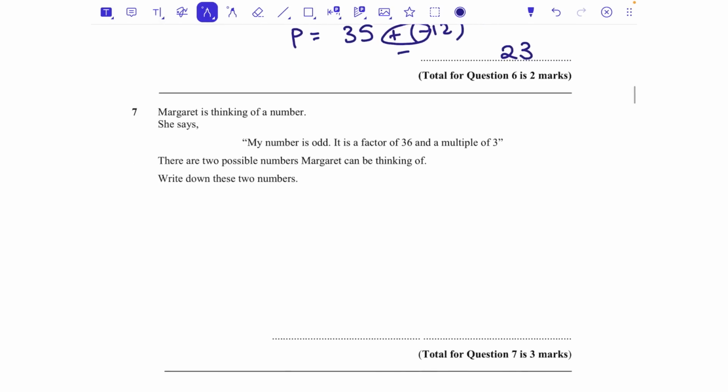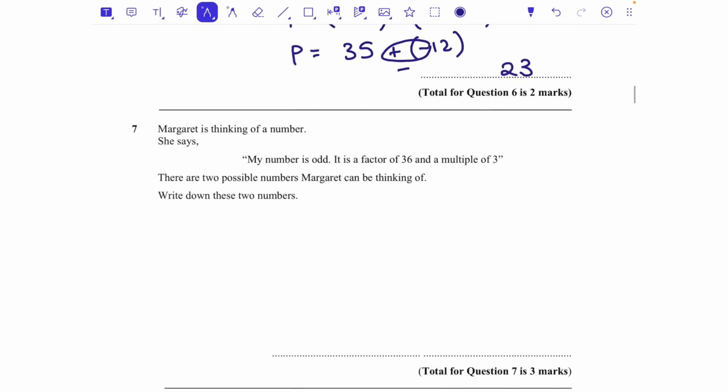Question number 7, Margaret's thinking of a number. She says, my number is odd. Okay, so we know that odd numbers are 1, 3, 5, 7, 9, 11, etc. It is a factor of 36 and a multiple of 3.